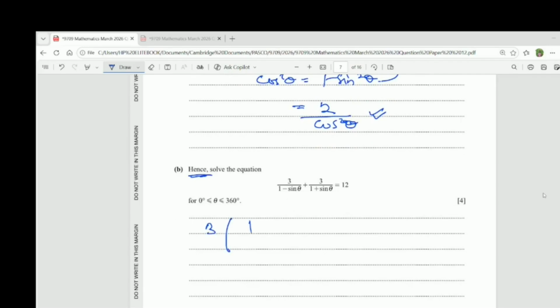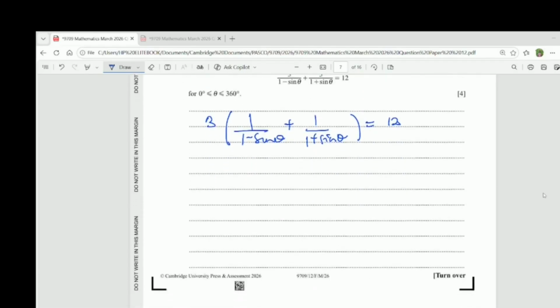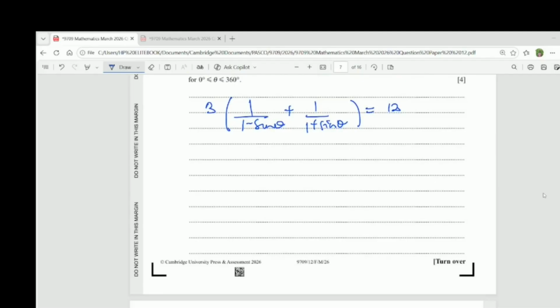Now what we have in brackets is the same as what we find in A, 1 over 1 minus sine theta plus 1 over 1 plus sine theta, is equal to 12. Meanwhile, we set the one in brackets as given in part A equal to this expression 2 over cos squared theta. We're going to replace the one in brackets by 2 over cos squared theta. So we have 3 times 2 over cos squared theta is equal to 12.